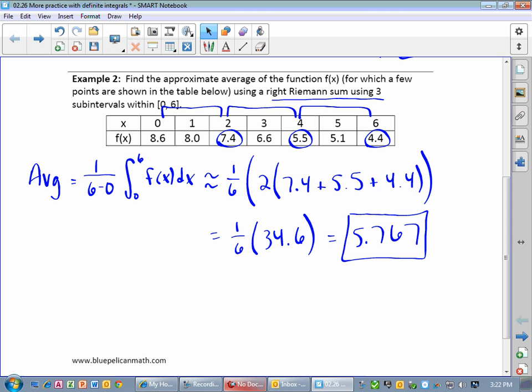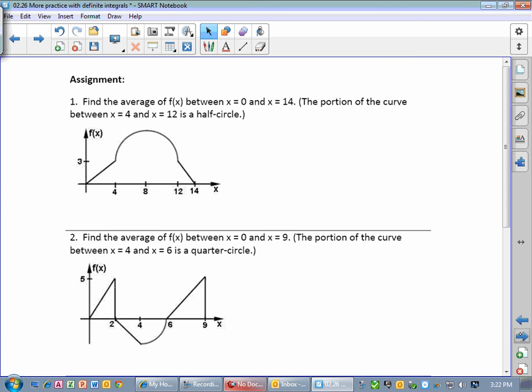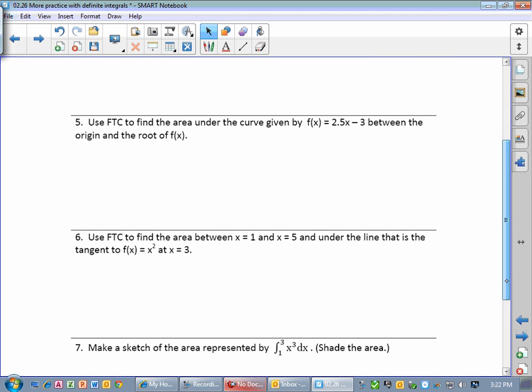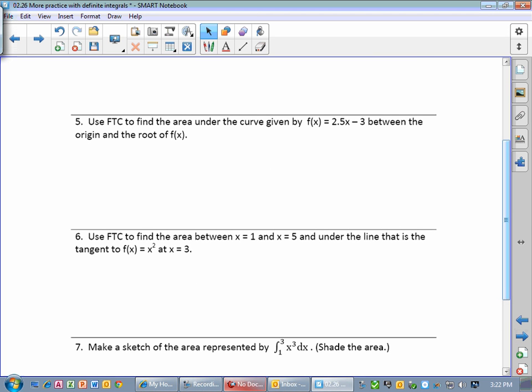All right. If you take a look at the assignment, believe it or not, the first 2 problems coincide really well with the first example. The next 2, number 3 and 4, coincide really well with the second example. And then from there on, it's what we were doing yesterday and the day before. It's fundamental theorem of calculus.